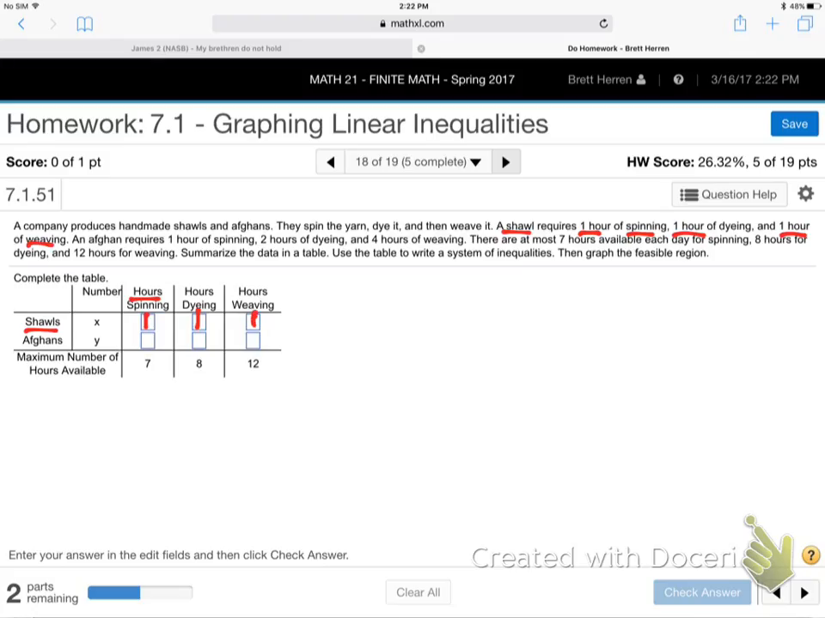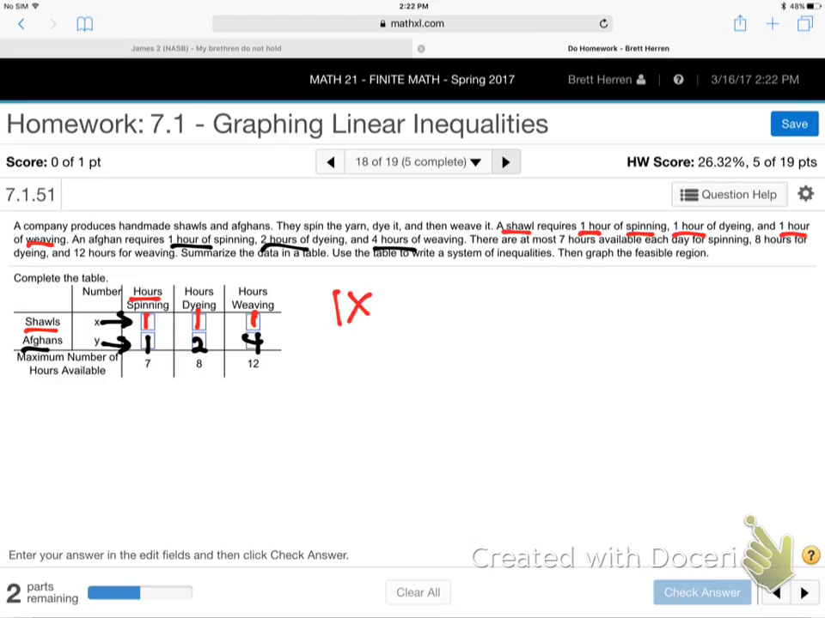And then we'll do the afghans. For the afghan, it's 1 hour spinning, 2 hours dyeing, 4 hours weaving. That good so far? And then those you just put your X and Y and your Z in there. Yeah, so see how the X's go across this way and the Y's go that way? So 1X plus, well, here, let me do the color scheme correctly.